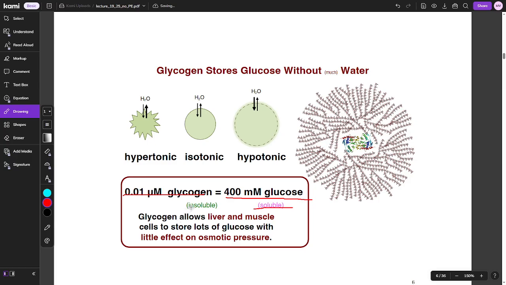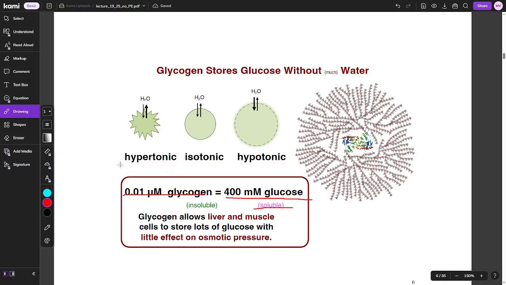Because remember, osmotic pressure is dependent on the number of solutes dissolved in your solvent, and in this case, glycogen is insoluble and doesn't dissolve. So basically, taking these 400 millimolar glucose molecules and combining them together to make glycogen is an easy way of making sure your osmotic pressure is not screwed up. Right?